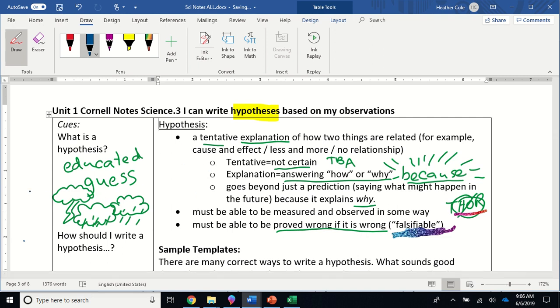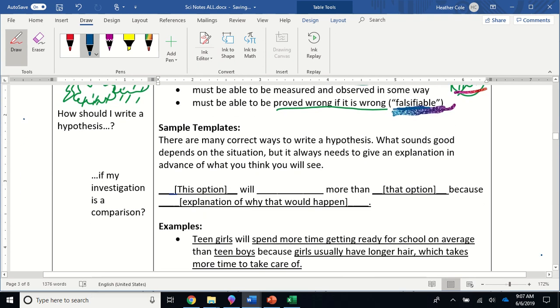So even if it's true, it's not a good hypothesis because there's no way to tell if it really is wrong, and that means there's really no way to tell if it's right either. So again, just because something's not falsifiable doesn't necessarily mean that it's not true, but there's no way to tell, so it's not a good scientific hypothesis. So how can we write a hypothesis then? Now that we know what it is, we know it's a tentative explanation, we know that it is something we can measure and something that we could prove wrong if it is wrong.